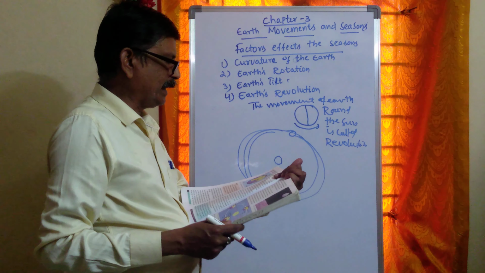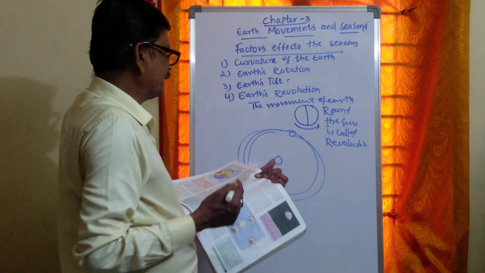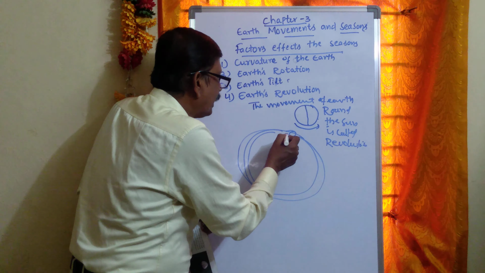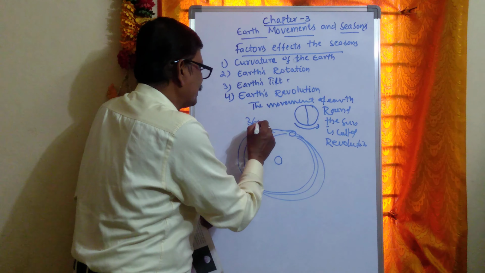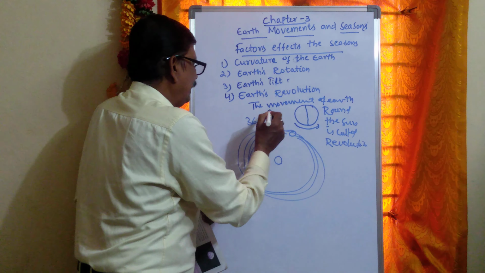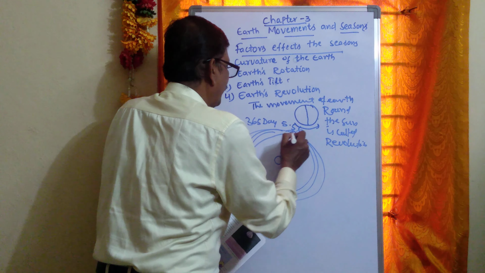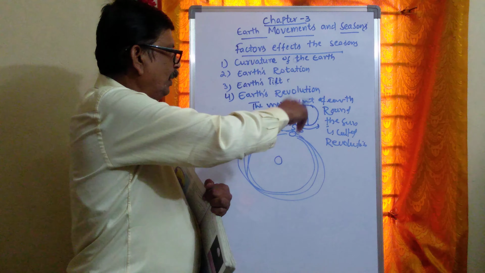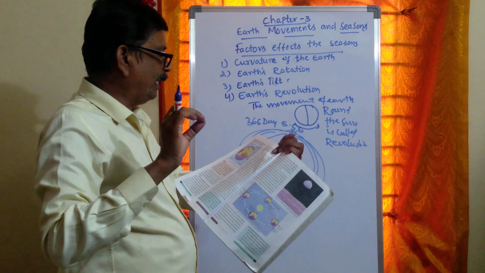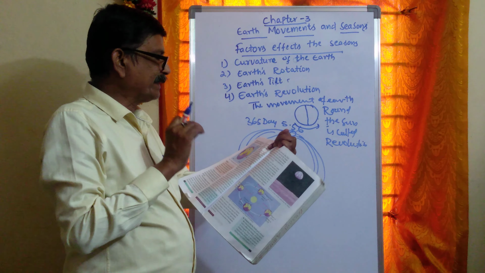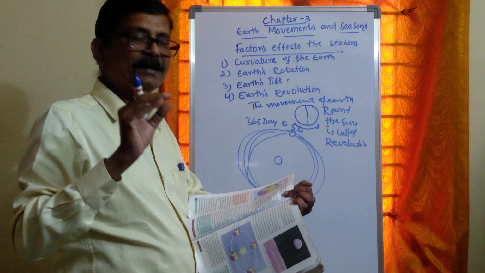Each revolution takes about 365 days and 5 hours 56 minutes. So to revolve around the sun, it takes 365 days and 5 hours 56 minutes for a revolution. This is the length of the year on the earth. How does this cause the formation of the seasons on the earth? Let us discuss it.